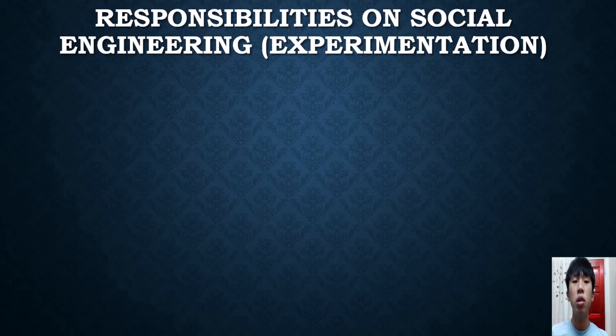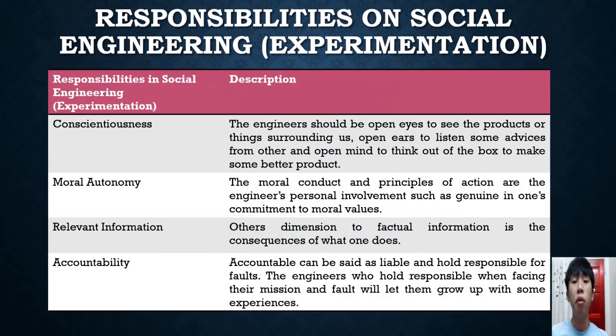So the responsibility of social engineering, they will have some moral values they need to know in this case. First is conscientiousness. The second one is moral autonomy. Third one is reliable information. The last one is accountability. So first of all, the conscientiousness.